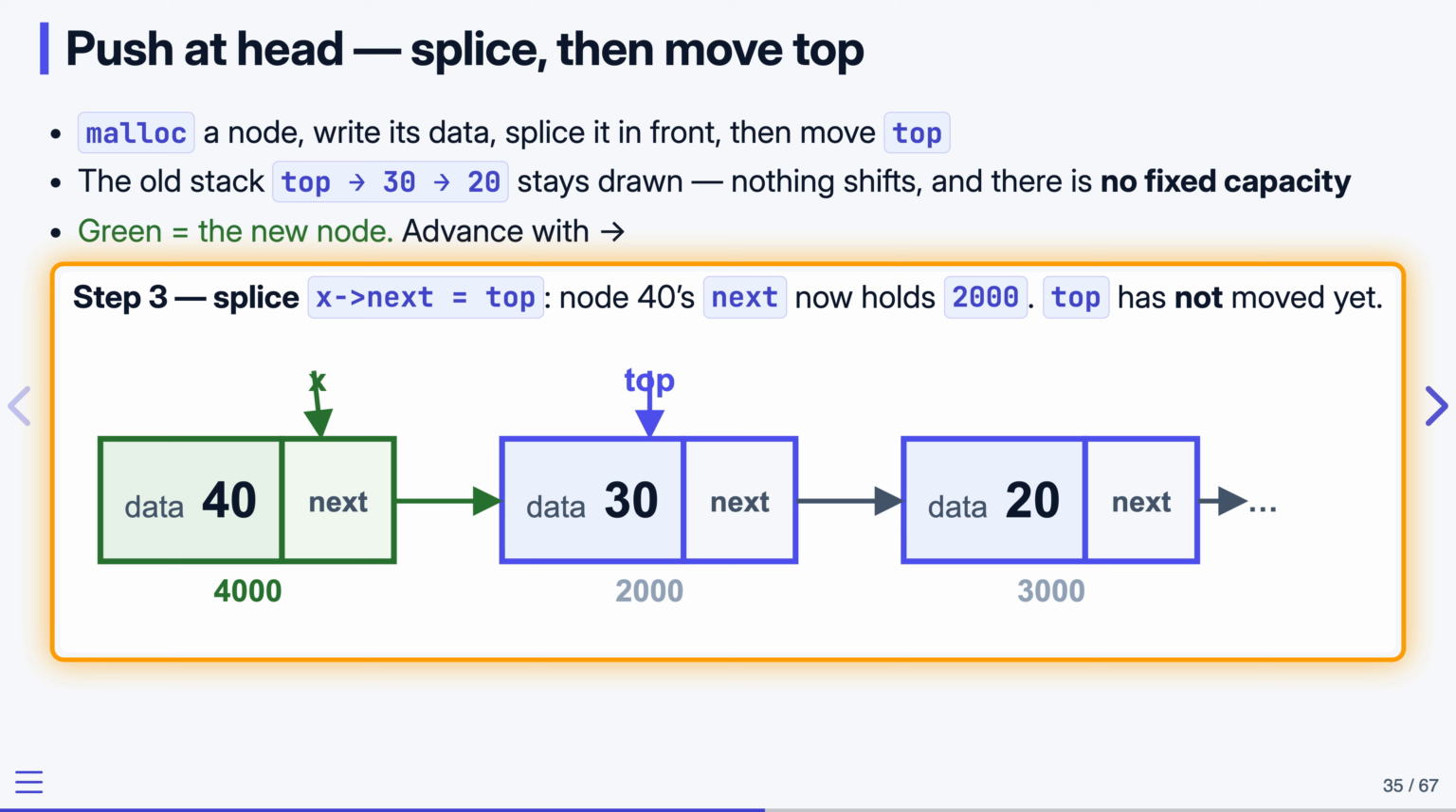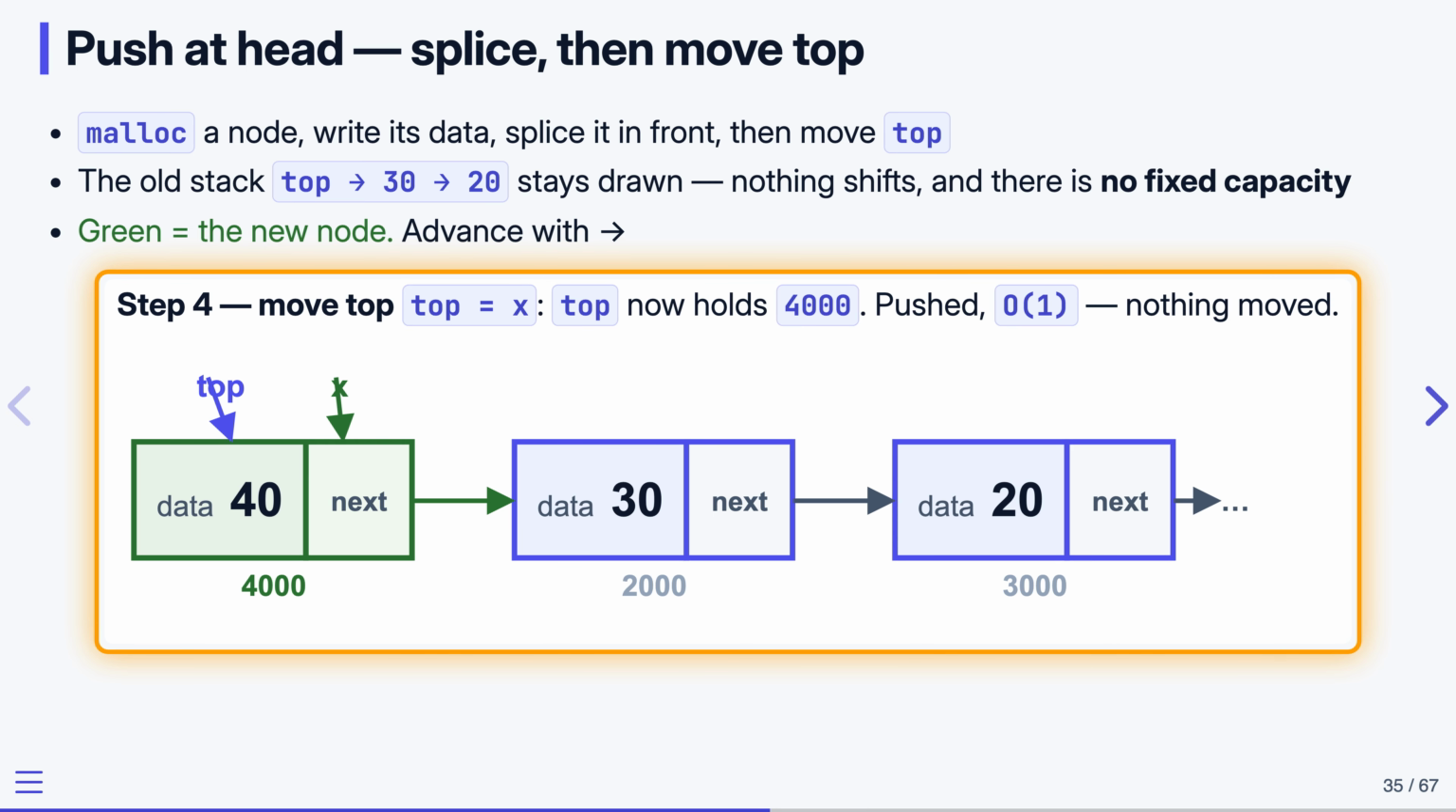Step 3. Splice. We set X arrow next becomes top. So node 40's next field now holds 2000, the address of the old top. Watch carefully. Top itself has not moved yet. It still points at node 30. Step 4. Move top. We set top becomes X. Top now holds 4000, so it names the new node. The push is done. It is big O of 1 because nothing shifted and nothing was copied.